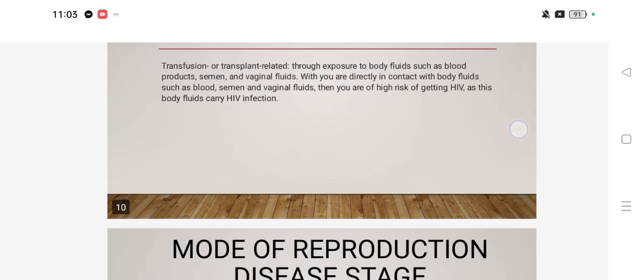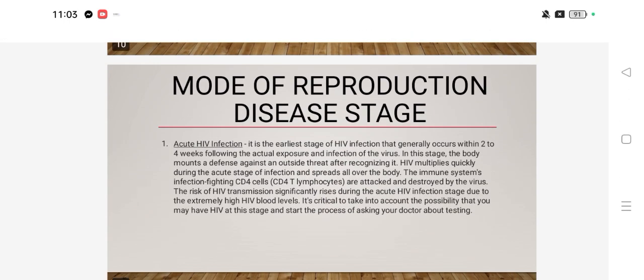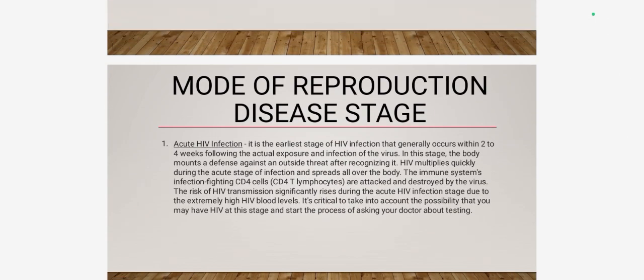Following the modes of transmission, we have the stages of the HIV disease. First, we have the acute HIV infection. It is the earliest stage of the HIV infection that generally occurs within 2 to 4 weeks following the actual exposure and infection of the virus.